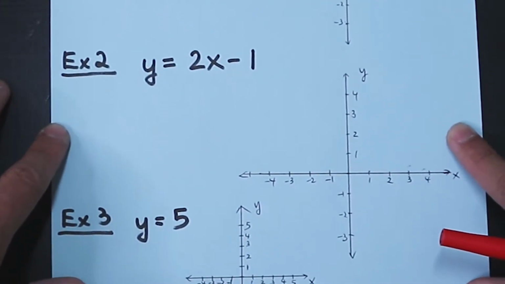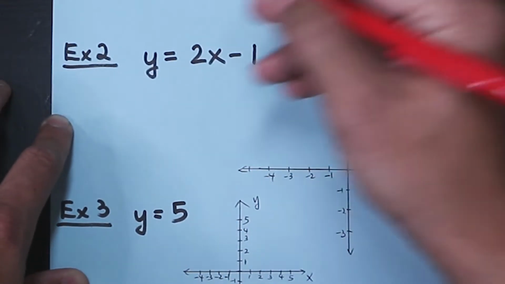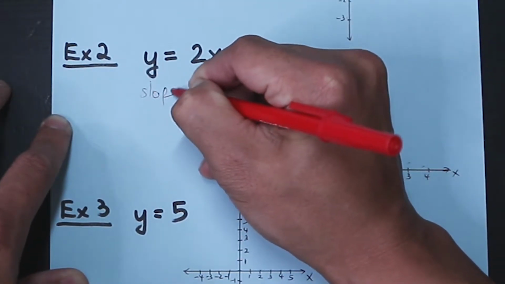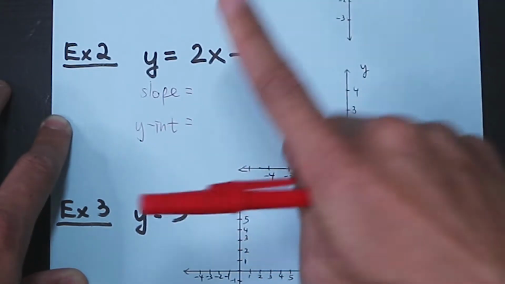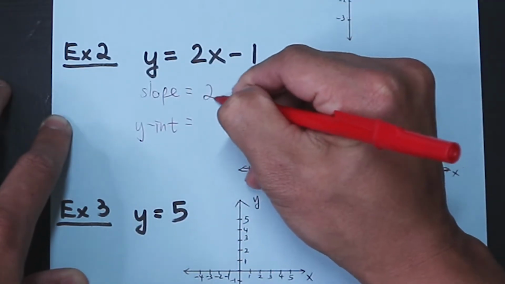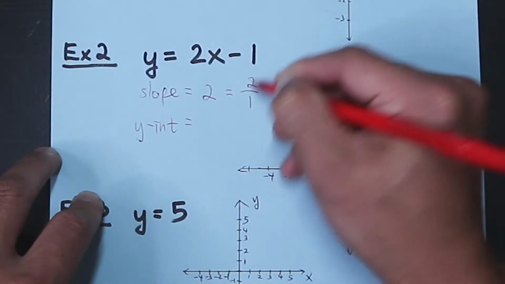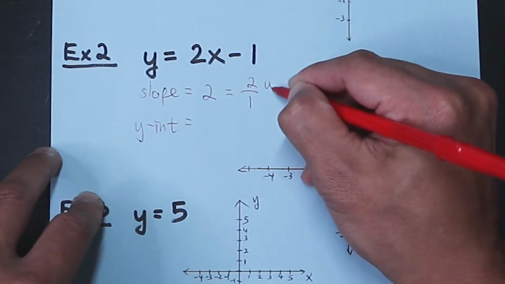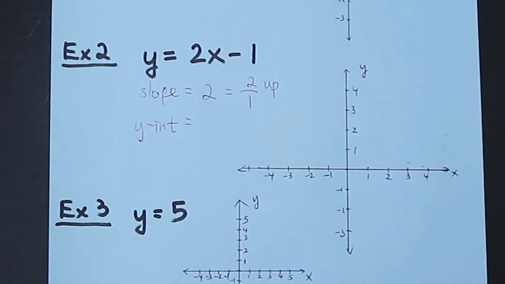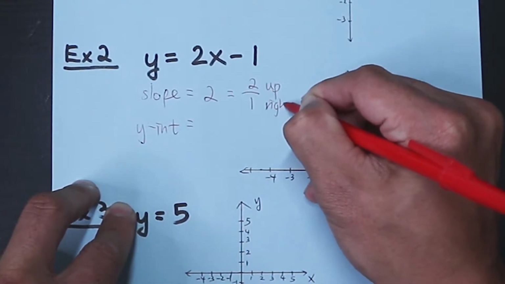Let's try another example. In example 2, you have y equals 2x minus 1. Same thing, you're going to identify the slope and the y-intercept. In this case, the slope is the number in front of the x, which is 2. But then I have to make it a fraction, so I could make it 2 over 1. Since the 2 on the numerator is positive, this time it's going upwards. And the 1 on the denominator is also positive, so it's 1 to the right.